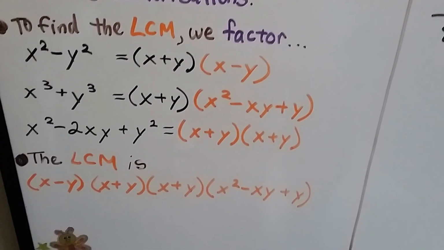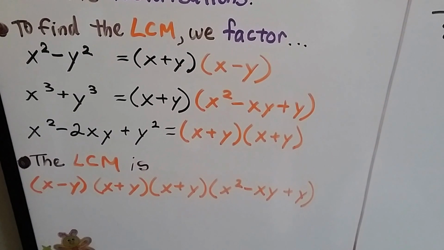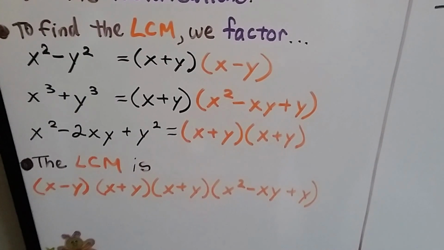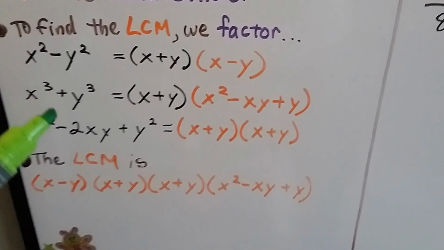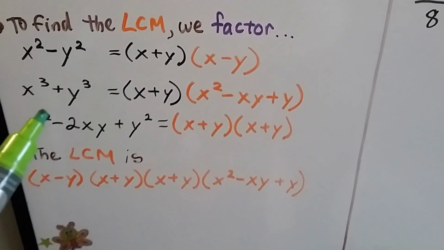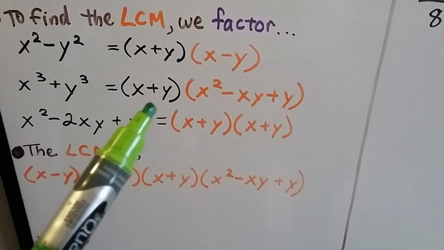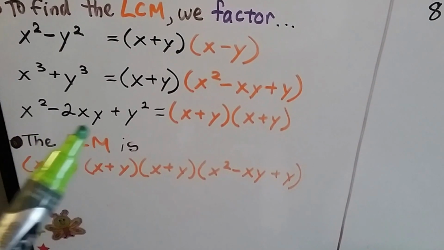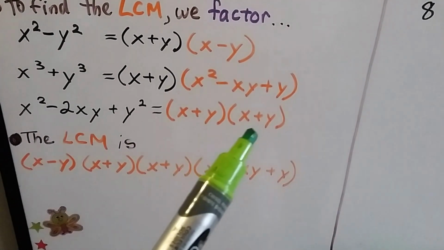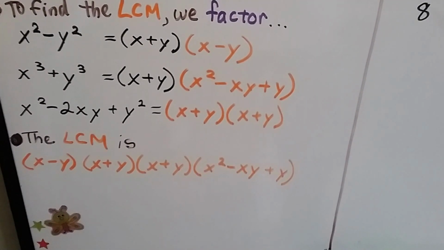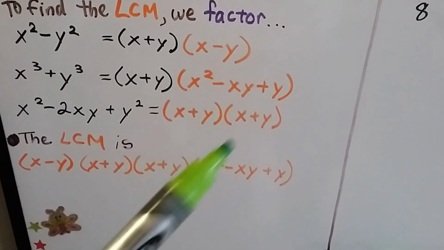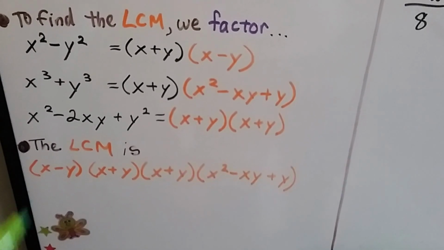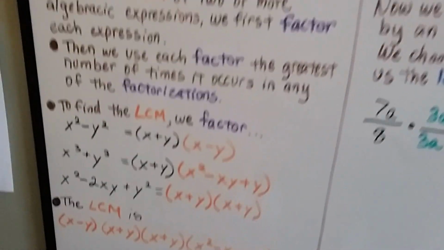So we have three expressions here, and to find the least common multiple, we factor them. We can factor the first one, this x squared minus y squared, as an x plus y, x minus y. This one factors as x plus y times x squared minus xy plus y squared. And this one factors as an x plus y, x plus y. And we can see that our least common multiple are all the ones in orange. Here's our least common multiple. That's a lot, isn't it? So that's what we're going to talk about in this video.